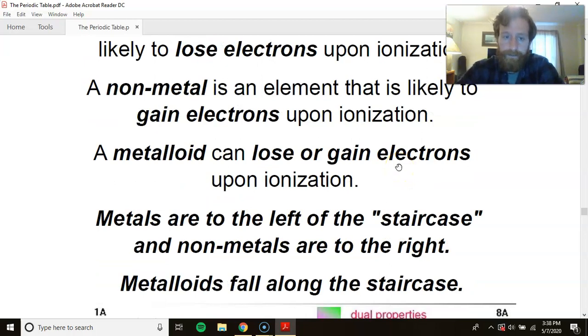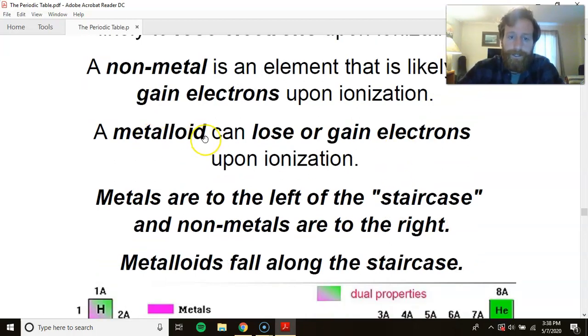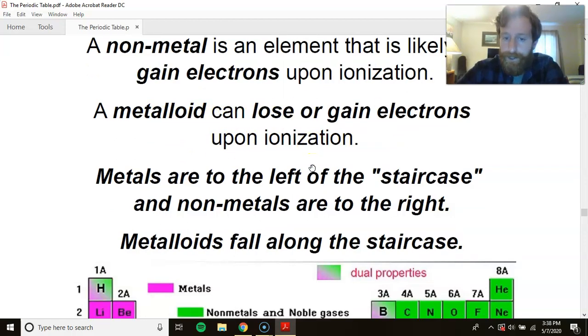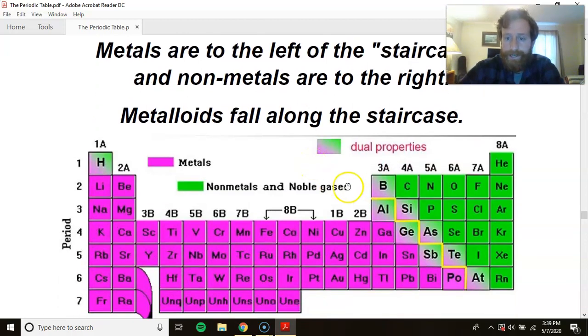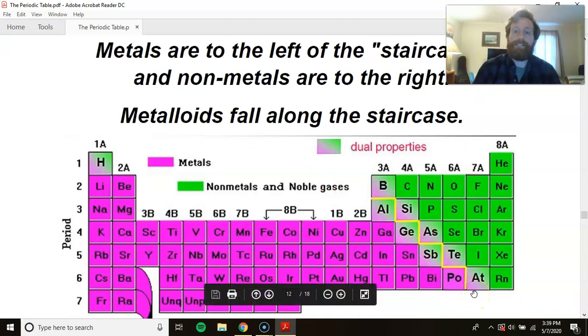And then, of course, we have kind of an exception here. A metalloid is in between. That's where it can lose or gain electrons upon ionization. And so when we look at the periodic table, you might have noticed before that there is a staircase along the right side right here. And the staircase is what separates metals from nonmetals. Metals live on the left, nonmetals on the right. And you can see there's way more metals than there are nonmetals. So remember that the staircase divides metals and nonmetals, and metalloids fall along that staircase.